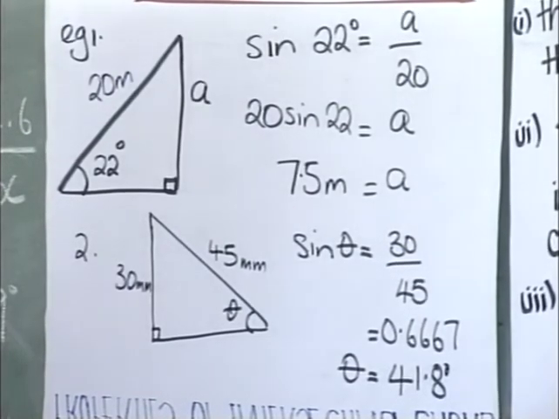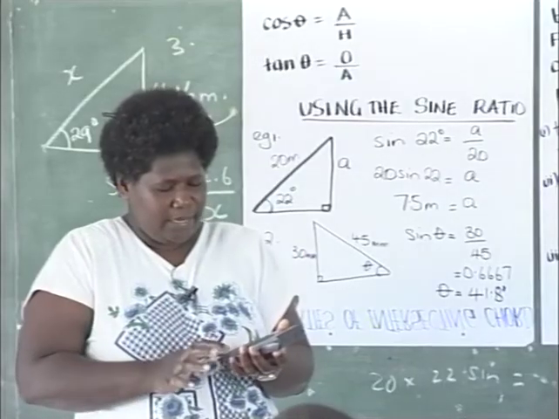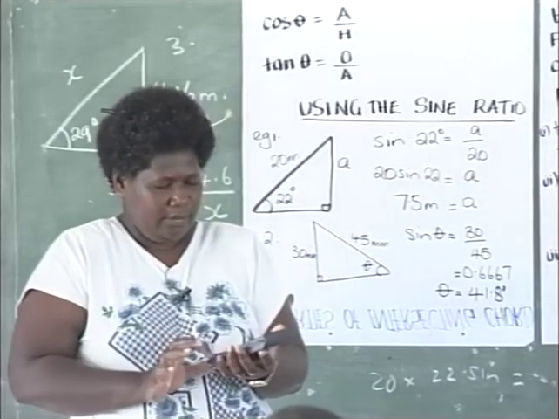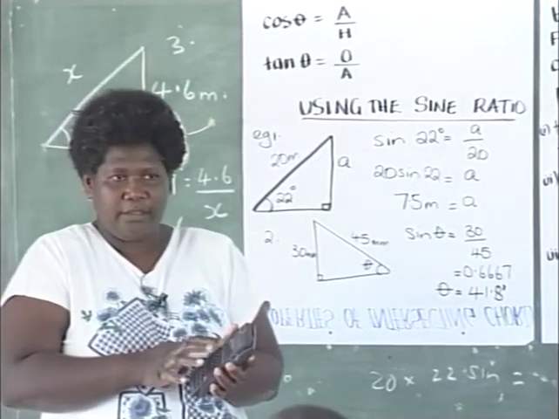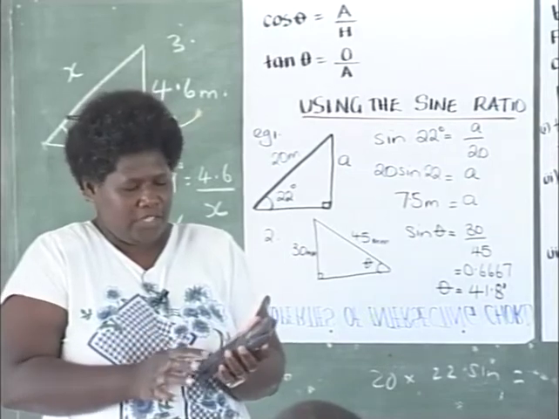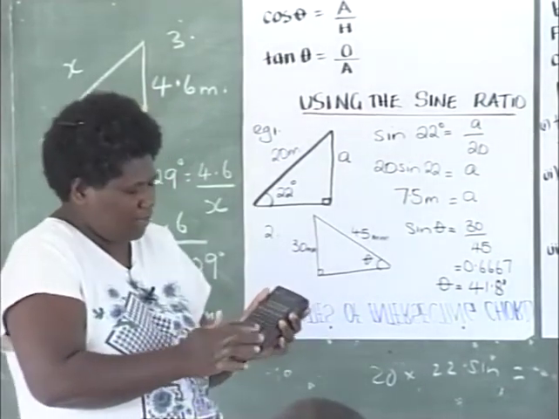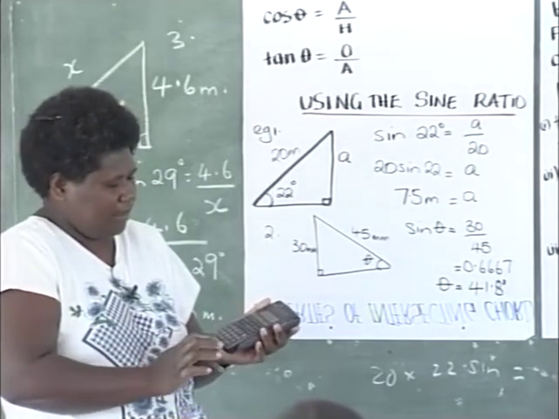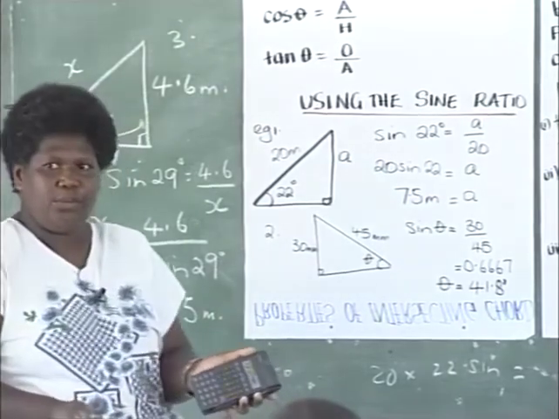Okay, this one, you divide, we try it first. If we make a mistake, it's okay. 30 divided by 45 equals, and then you go shift, and you go where it says sine to the power of -1. It's on the same key as sine. And then you go equals. You get 41.8. Hooray, I got it right.